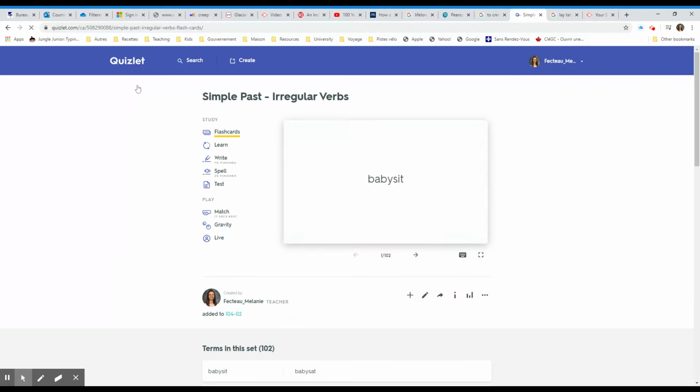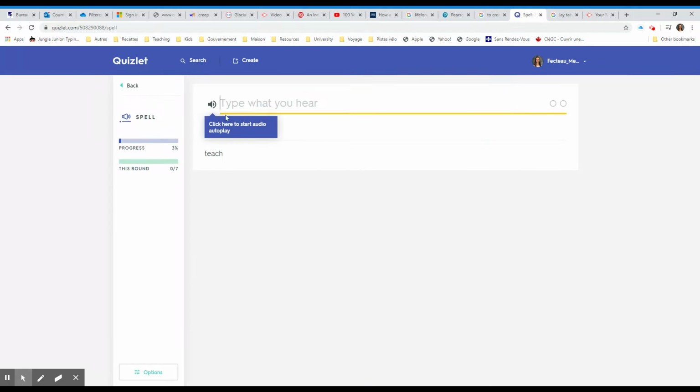Then you have the spell option. You click here and you hear the simple past. You just have to write it correctly.